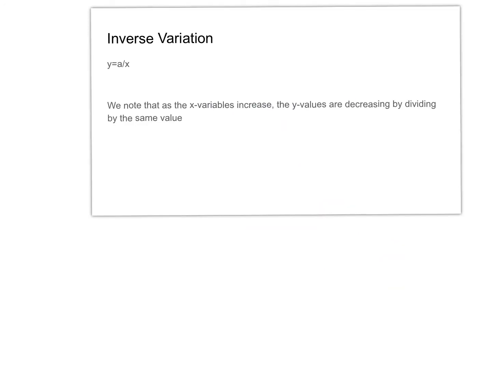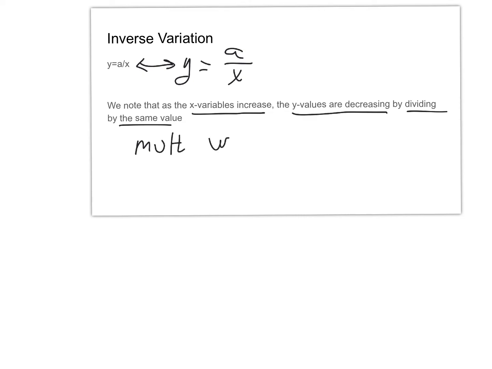Okay, now let's talk about inverse variation. So y is equal to a divided by x. That's what this looks like. A way to tell we're dealing with an inverse is that as my x values are going up, my y values are going down, because we are dividing by the same value, or multiplying by a fraction.